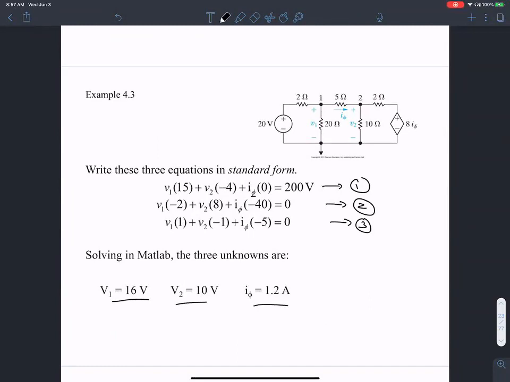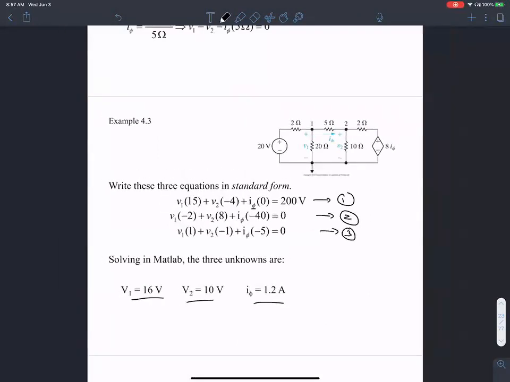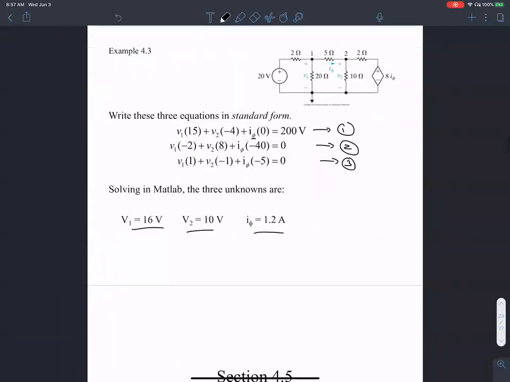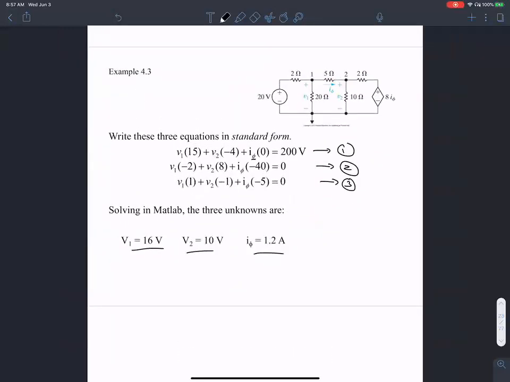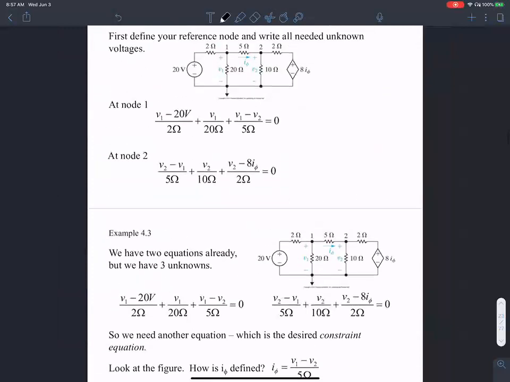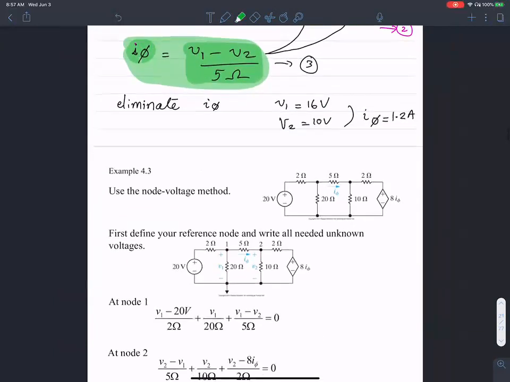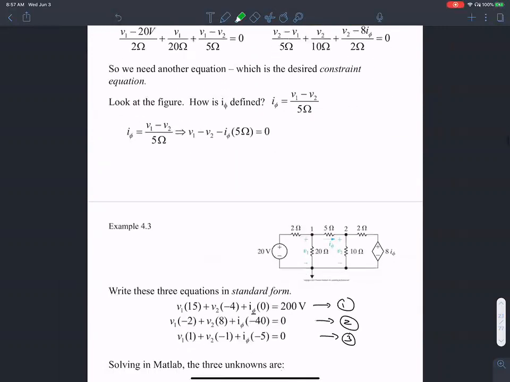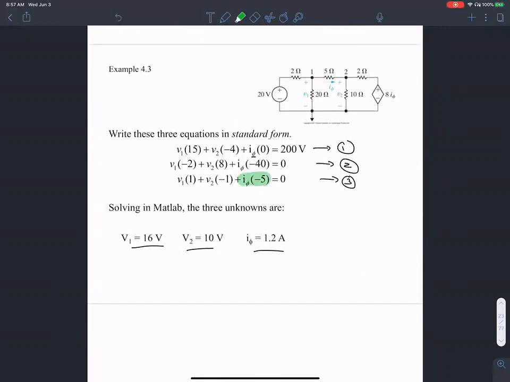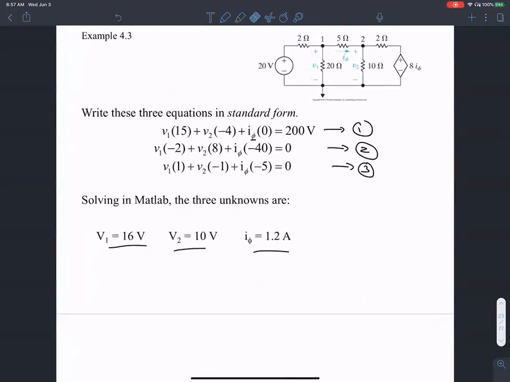Okay, so that's the idea of node voltage method. So that third equation then, that's the equation for I5? That's this guy shown in green. Okay, perfect. I was just double checking. Yep. Okay, so 5I5 is V1 minus V2. And you can rearrange this guy. 5I5 equals V1 minus V2. So they're identical equations. Okay. Other questions, please.